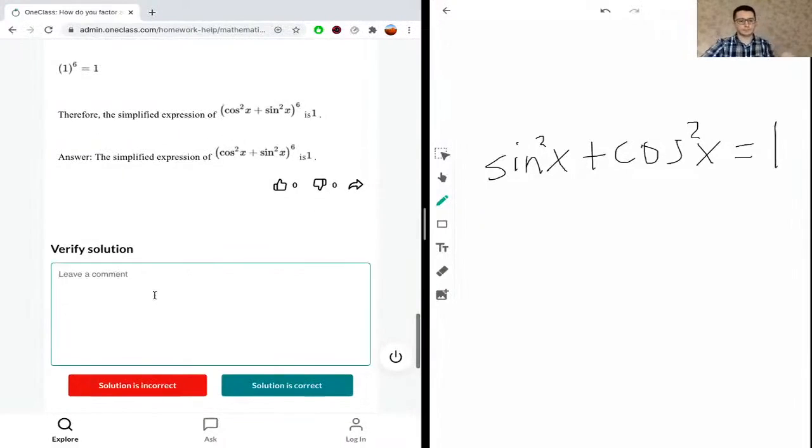Correct explanation and examples. Good job.